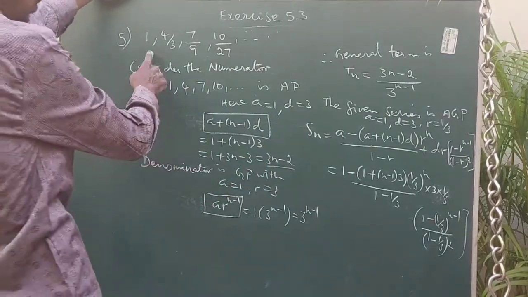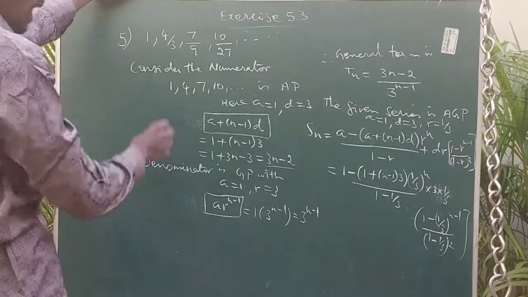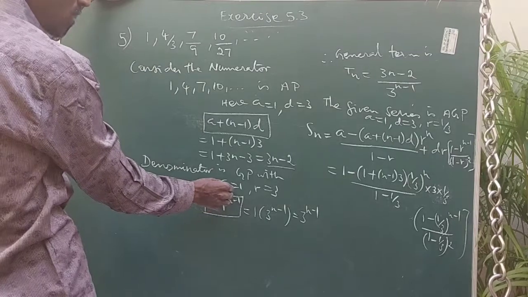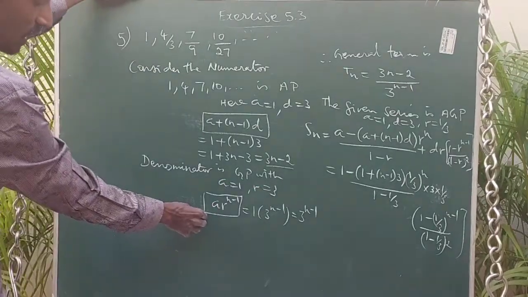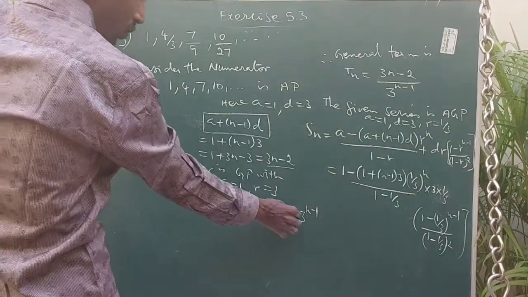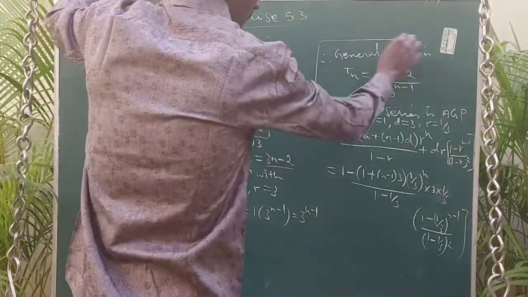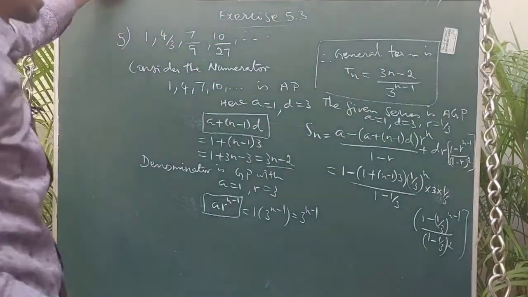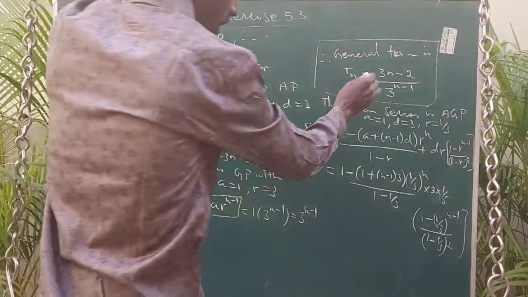Similarly, look at the denominator 1, 3, 9, 27. It is in GP. So A is 1 and the common ratio R is 3. The general term of a GP is A into R power n minus 1. So 1 into 3 power n minus 1, that is 3 power n minus 1. Therefore, the general term of the given series can be written as Tn equals 3n minus 2 by 3 power n minus 1.